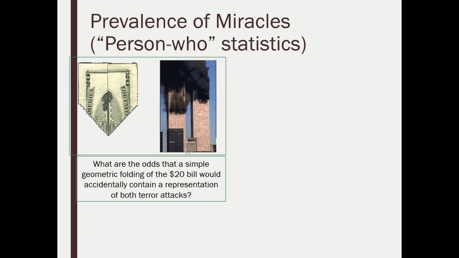This made the rounds of emails right after 9/11. They showed us a series of folds that we could do on a $20 bill, with a whole bunch of ominous messaging included in the email, and it finished with, what are the odds that a simple geometric folding of the $20 bill would accidentally contain a representation of both terror attacks? Well, given that you folded a $20 bill and I can see what you're looking at right there, I'm going to have to say the odds are 100%. Right? Like, what are the odds? I'd say the odds are 1 to 1.